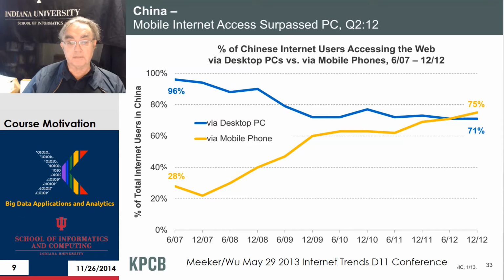Here's a nifty curve from looking at desktop versus mobile. This is a trend which people love to emphasize, that we're moving from a desktop-dominated world to a mobile-dominated world. And of course, although there are a lot of people who use both, that's why you can have 75% in China from mobile and 71% for desktop.